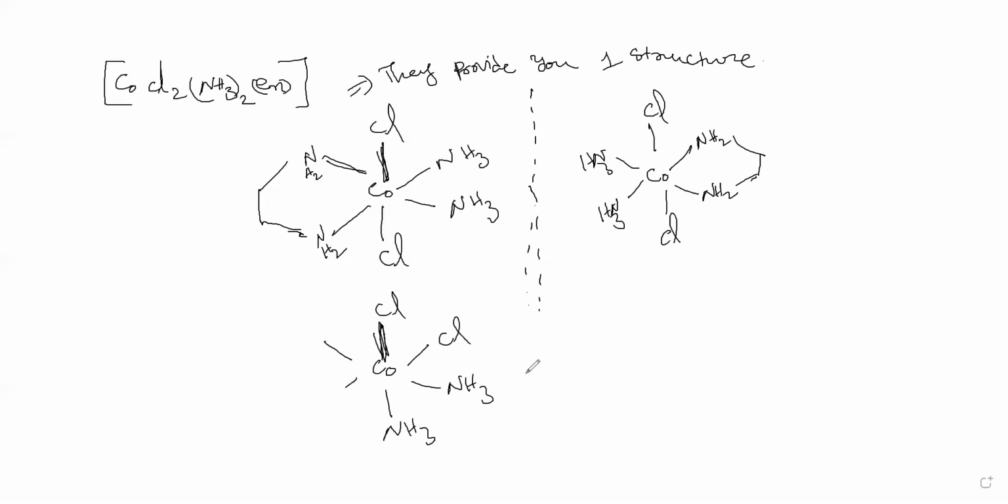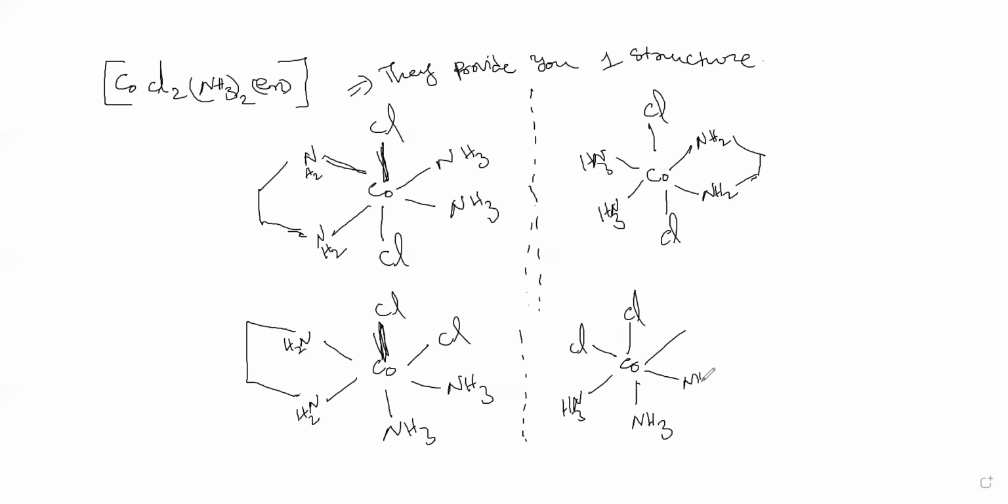Now, for this mirror image, CO, you have Cl, NH3, Cl, NH3, like this, NH2, NH2, like this you can have. So this way you have to give a little bit of practice. You have to assume that this dotted line is a mirror, and then you have to draw the structures.